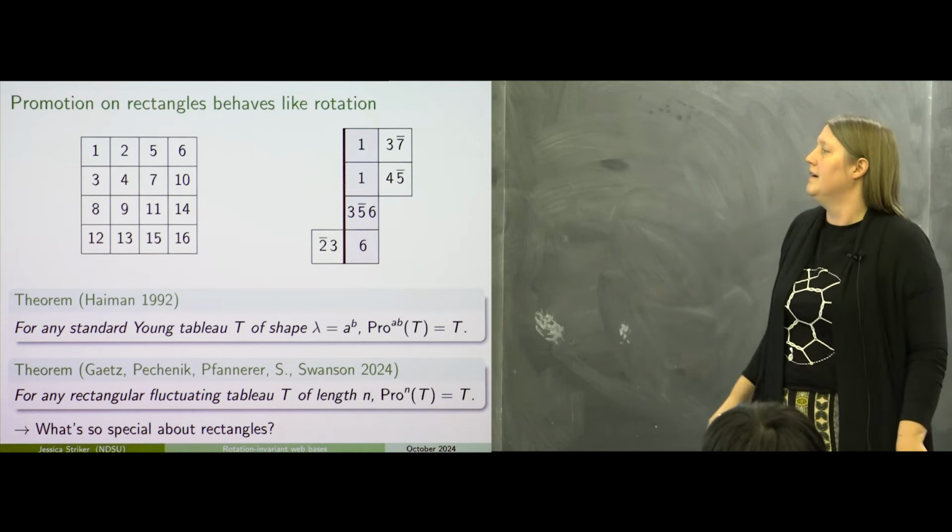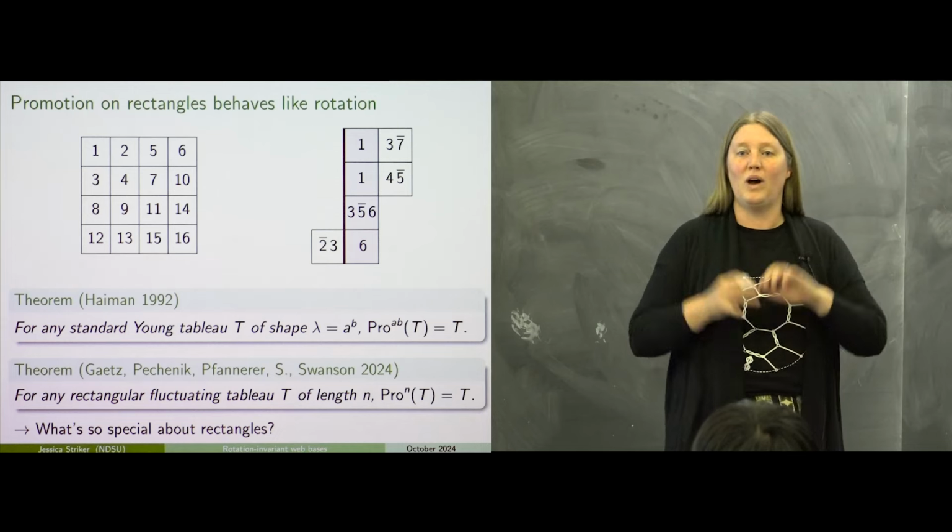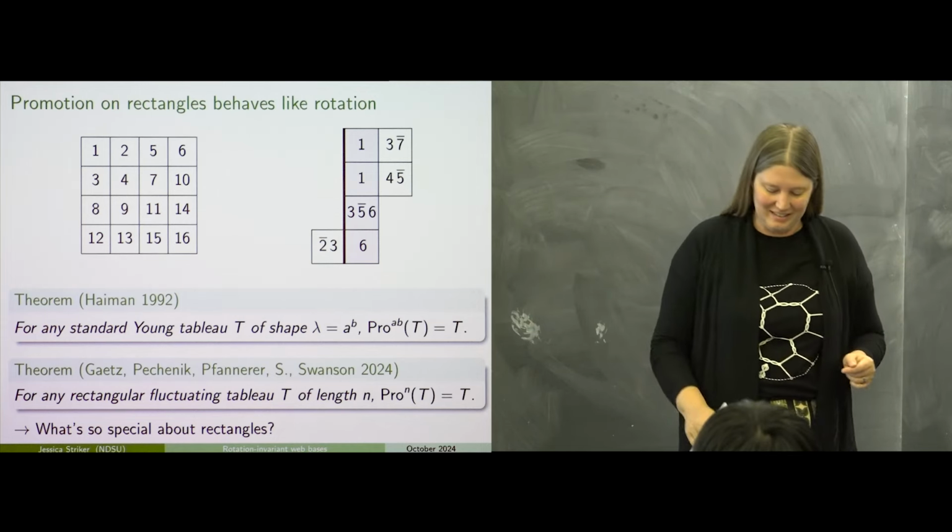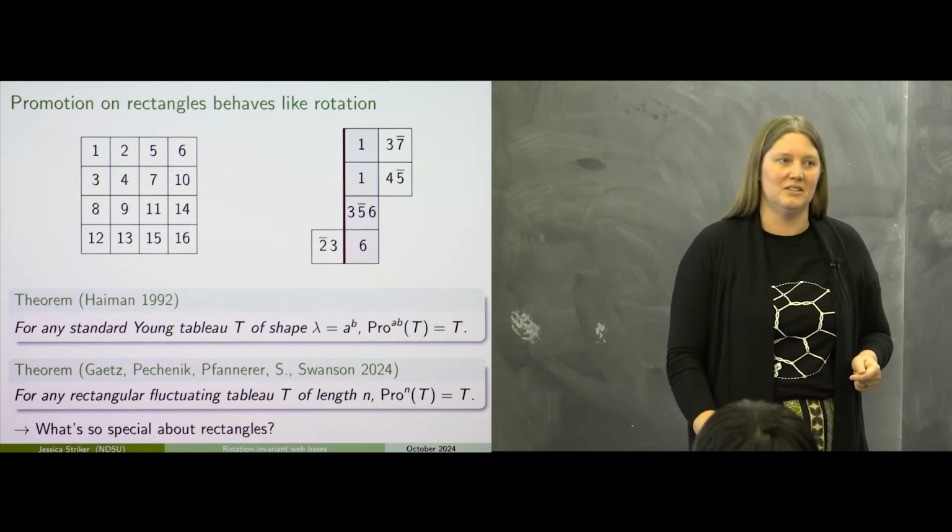And now this is not at all true if you don't have a rectangle. So even if you just make some other shape that's not a rectangle, it could take a really, really long time to get back to the tableau that you started with. Okay, so rectangles are just wildly well-behaved, and the question is, what's so special about rectangles?